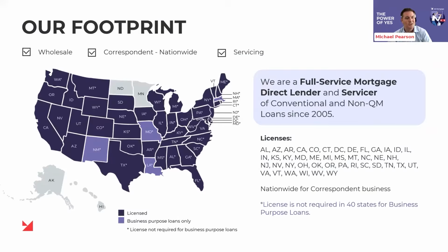A&D's footprint, hopefully this year we'll have this whole map filled out. We have just a few more states left to be licensed in so we can be truly nationwide. But as you can see, we lend in almost every state in the US. We do offer delegated, non-delegated, and wholesale originations. You can see our state licenses, and on top of standard license states, we do honor the 40 states that allow you to originate business purpose loans without a license, so you can do those with us as well.